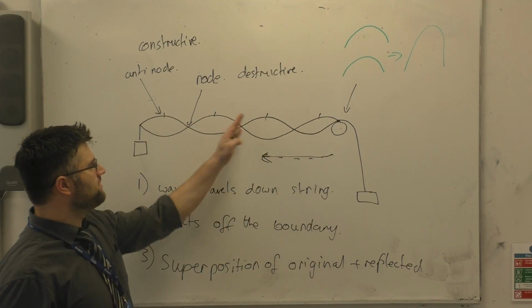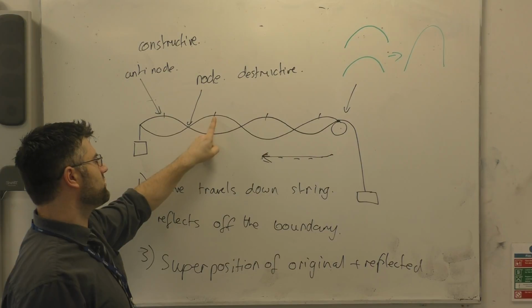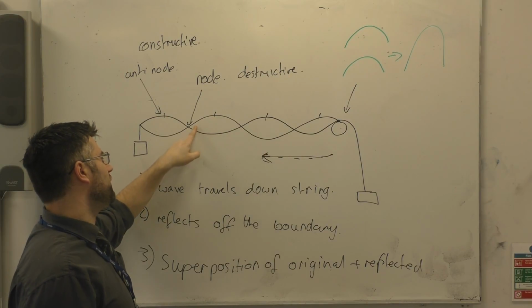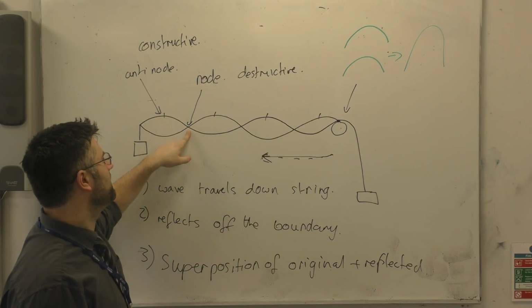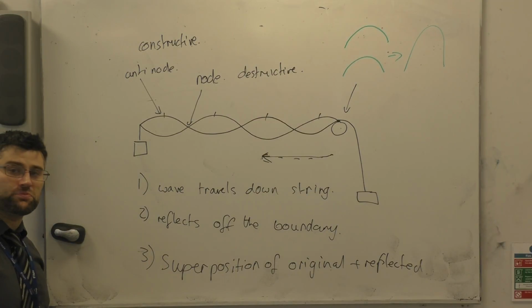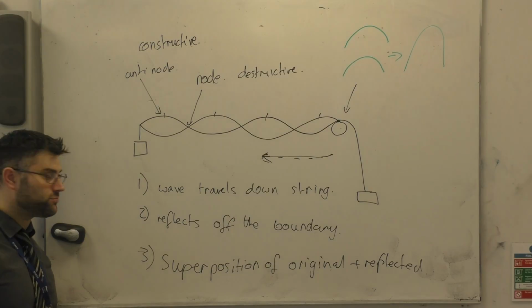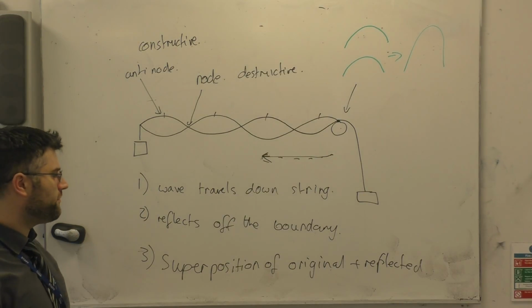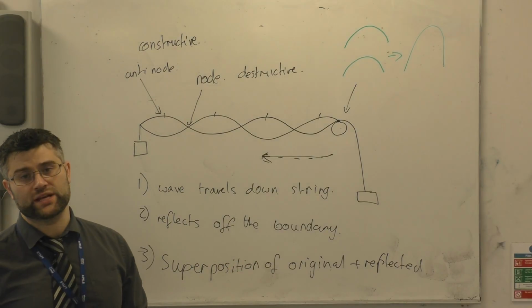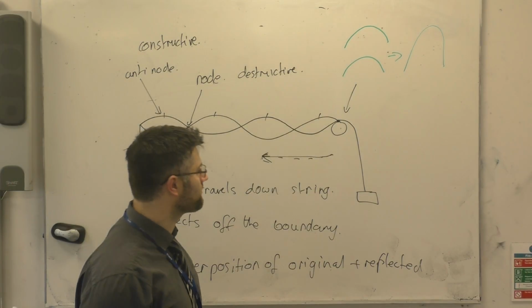And bear in mind this happens at all points along the wave, so you're getting variations of constructive and destructive interference, up until a maximum constructive, and then that drops off until it's maximally destructive, and so on and so forth throughout the wave. So these 3 points are your standard response to how a stationary wave is set up. It travels down the medium or down the string, reflects off the boundary, and the superposition of the original and reflected wave creates nodes and antinodes through constructive and destructive interference.